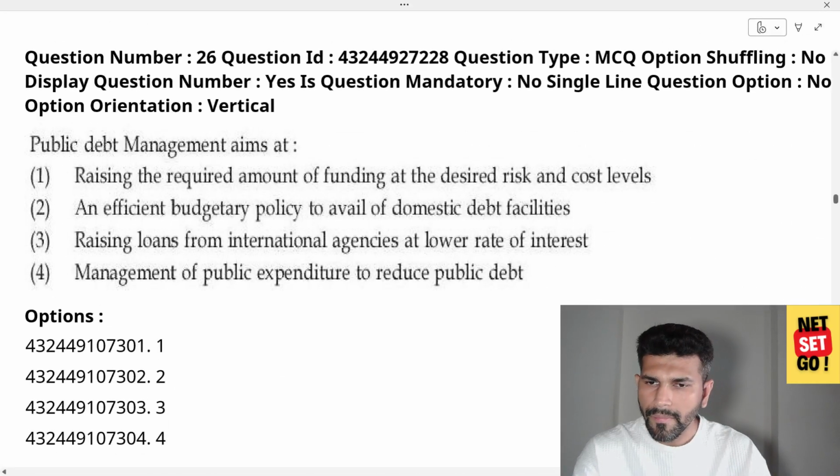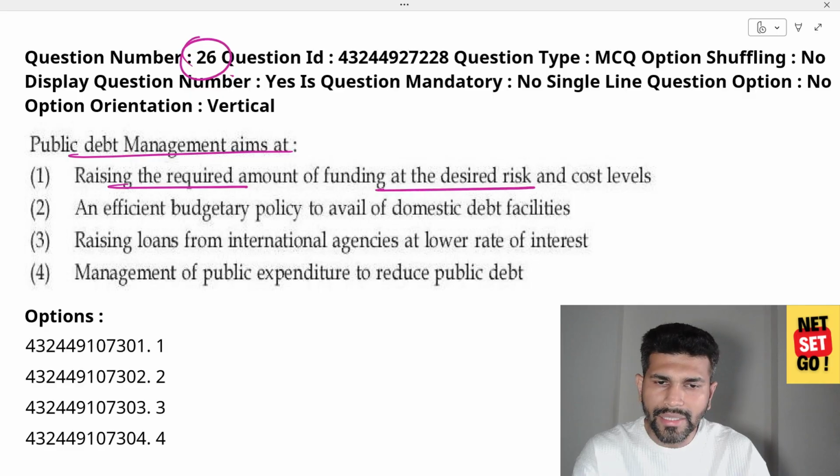Next, public debt management aims at raising the required amount of funding at the desired risk and cost level. Correct. Option 1 is the correct answer.